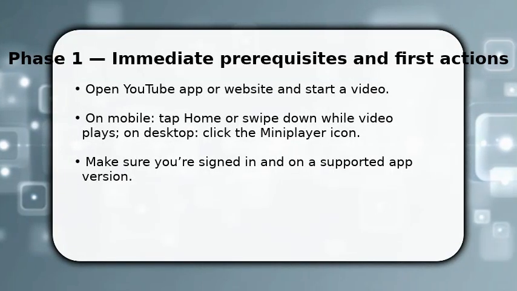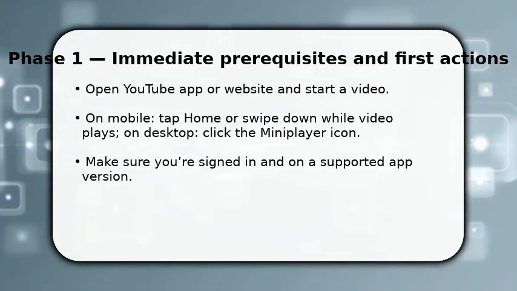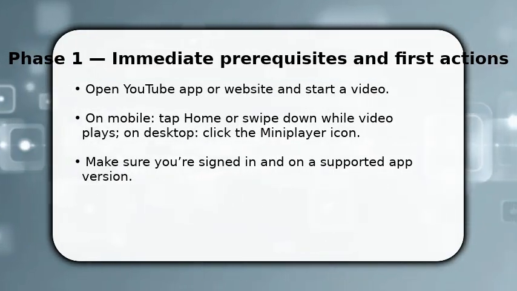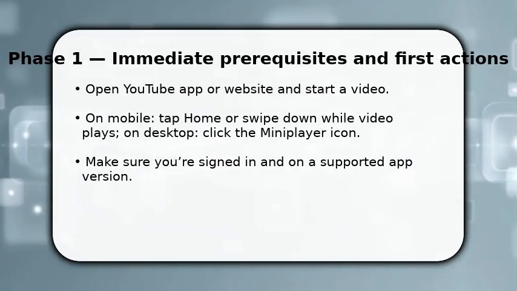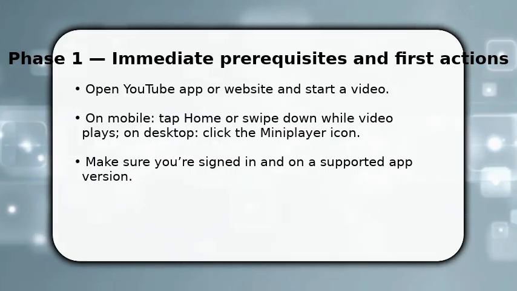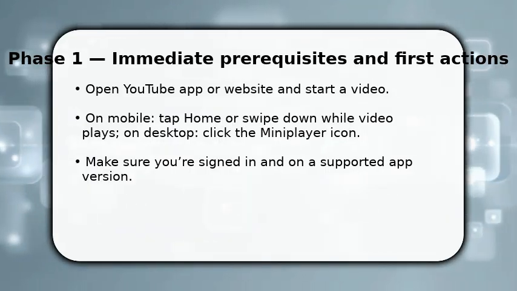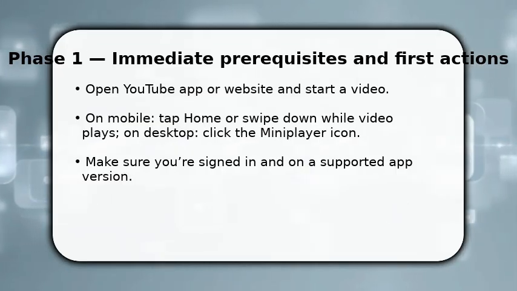You start by playing the video you want. Once it's running, act immediately. On mobile, tap home or swipe the video down to convert it to the mini player, and on desktop, click the small miniplayer icon next to the full screen button. You do this to free the main screen while playback continues.